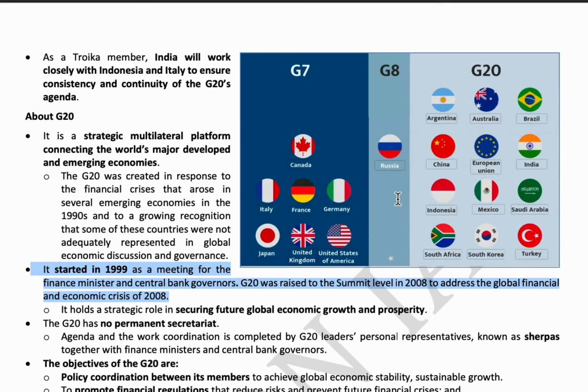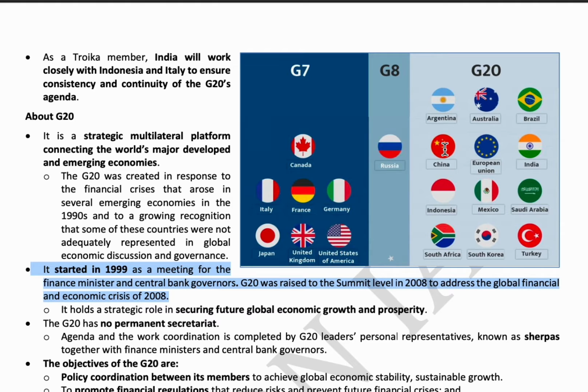Okay, if you add Russia, then it will become G8, a group of 8 countries. And next are the remaining 12 countries. Anything you can remember for the remaining 12 countries. One of the tricks is CABISTEMS IAS. C means China, A means Argentina, B means Brazil, I means Indonesia, S means South Africa, T means Turkey, E means European Union, M is Mexico, S is South Korea, and IAS means India, Australia, and Saudi Arabia.